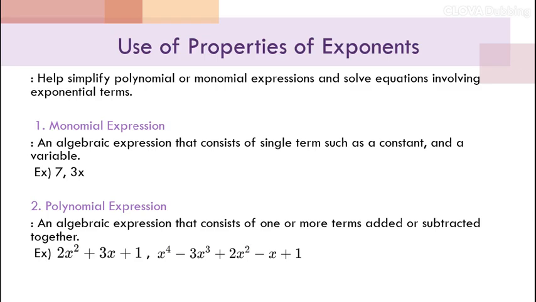In contrast, a polynomial consists of one or more terms that are added or subtracted together. Each term may involve constants, variables, or their products. For instance, 2x^3 + x - 1 is a polynomial with 3 terms. By using the properties of exponents effectively, we can simplify these expressions to their most concise forms.